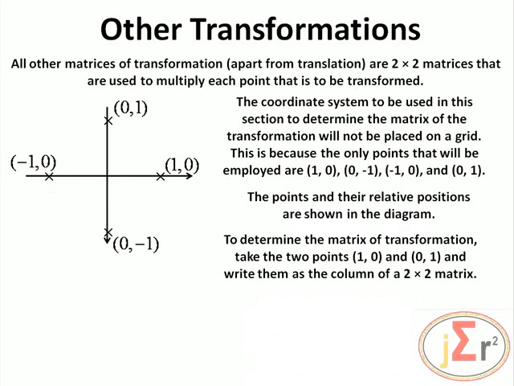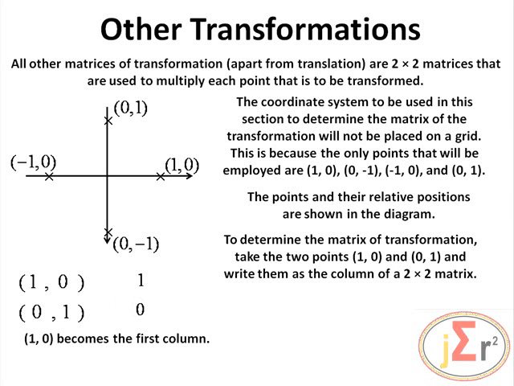To determine the matrix of transformation, take the 2 points 1, 0 and 0, 1 and write them as the columns of a 2 by 2 matrix. So the first point 1, 0 becomes the first column, and of course the second point becomes the second column. You will be familiar with this because we did matrices, and it's a matter of doing some transposing right there.